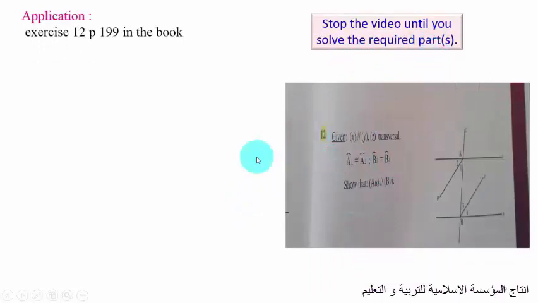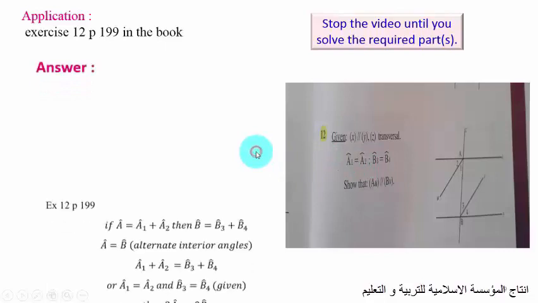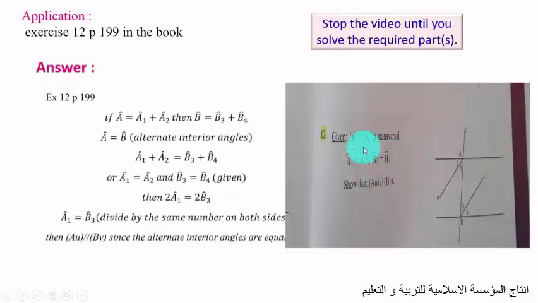Exercise 12. Answer. In this exercise, they give you that line X is parallel to line Y, and angle A1 equals angle A2, angle B3 equals angle B4. They ask you to show that AU is parallel to BV. Okay, my students, if X is parallel to Y, then angle A is equal to angle B. And angle A is equal to A1 plus A2. Angle B is equal to B3 plus B4.